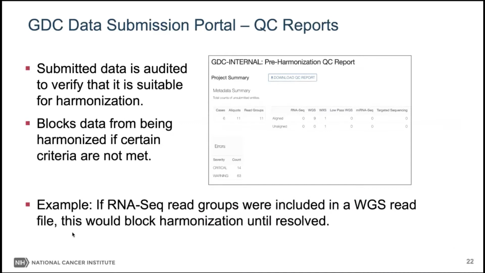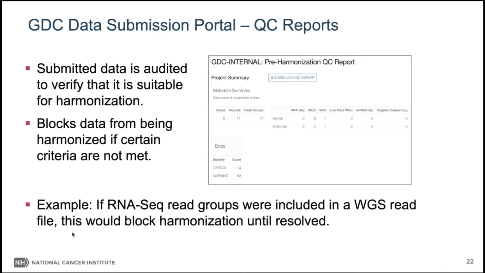So one feature that's relatively new in the GDC data submission portal are the QC reports. This audits submitted data to verify that it is suitable for harmonization. And it gives you a report and shows which experimental strategies and which items are causing errors. And it blocks data from being harmonized if certain criteria are not met and these errors are not corrected.